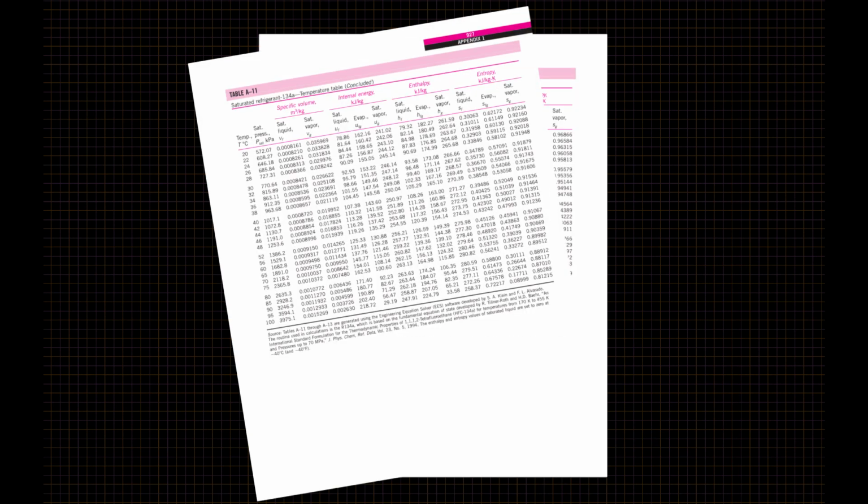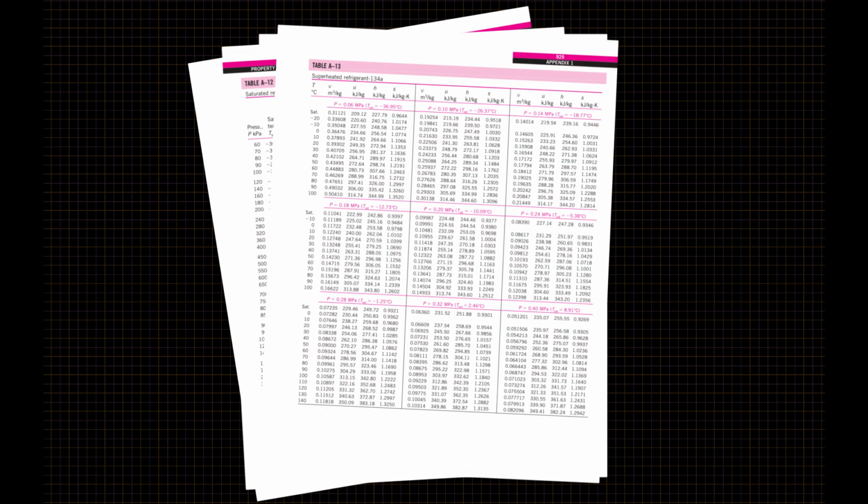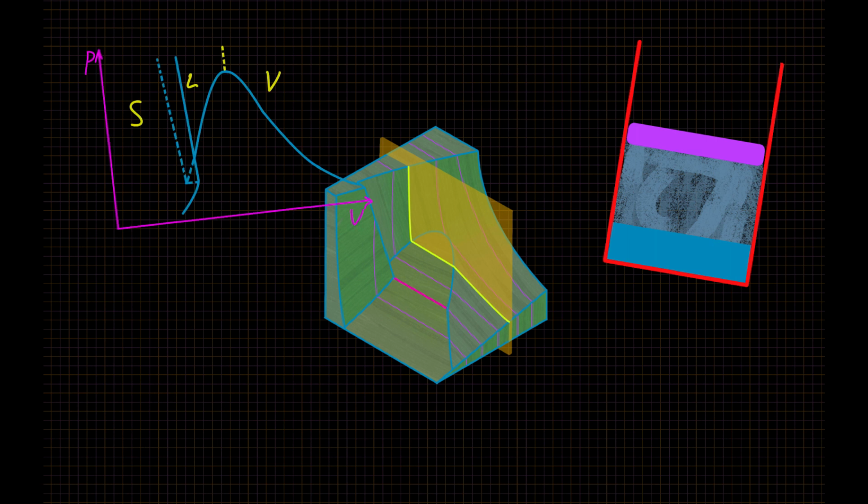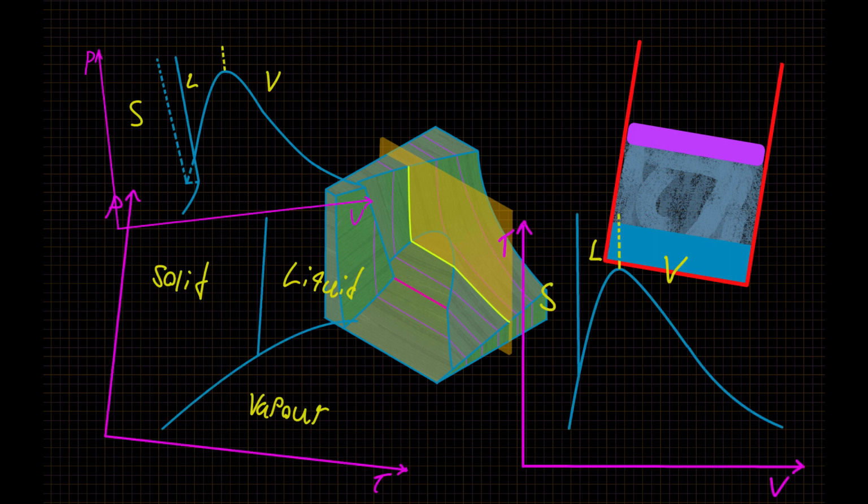All of this still holds true for the tables given for the R134A. And that's it. Armed with this knowledge, you can tackle most basic thermodynamics problems.